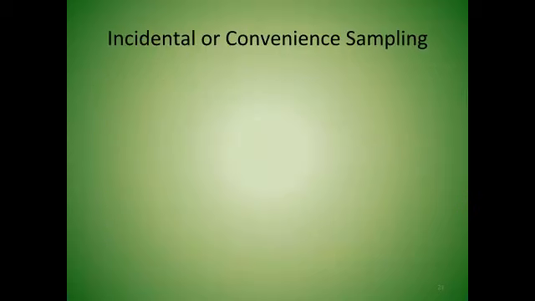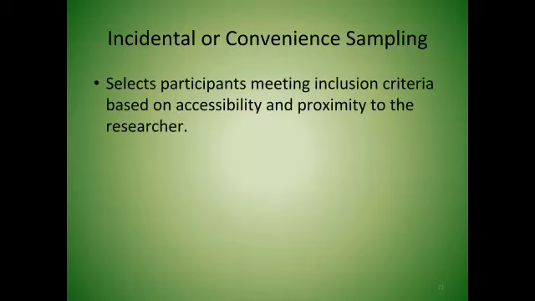The first type of non-probability sampling to consider is what is called incidental or convenience sampling. And this is where participants who meet the inclusion criteria for the study are selected based on accessibility and proximity to the researcher. In other words, you select a sample that is convenient to find.